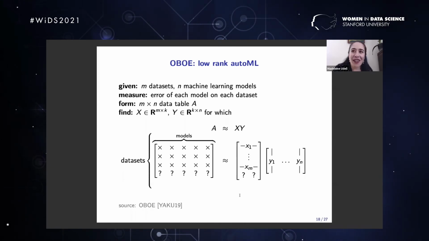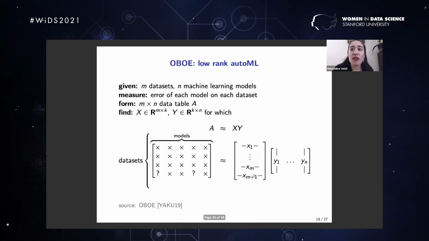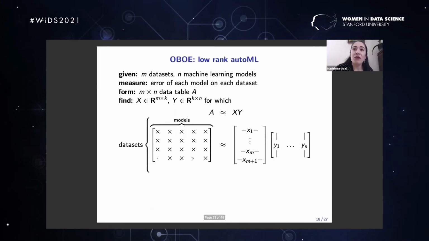So how do I estimate this little x? Well, I can evaluate a couple of machine learning models on this data set. Here I'm showing evaluating 3 machine learning models on this data set. I can use that to estimate this row of x using, say, least squares. Now I've got a guess for this latent factor corresponding to the data set. Now I just multiply that by y in order to make predictions for every other entry in this row. Great, so now I've got imputations for these other entries.